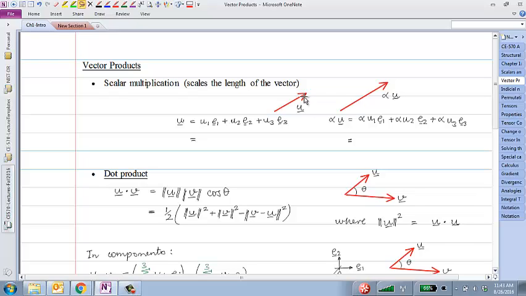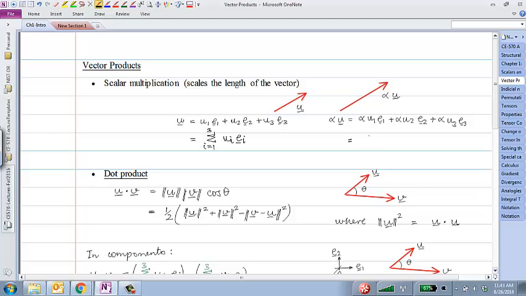But if I were to use a coordinate system, then I can express the vector u in terms of its components. And of course, the shorthand notation would be the sum over i equal to 1 to 3 of ui ei. And if I were to multiply it with a scalar alpha, alpha times u can be expressed as what?